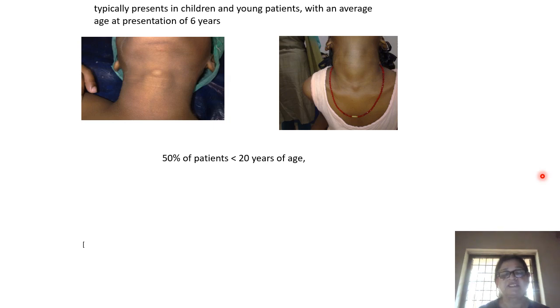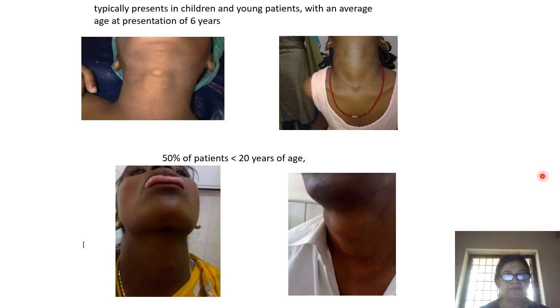50% of the time it is in patients less than 20 years. So 50% of the population will be below 20 years. For example, this is a girl of about 18 years, and this is a man of about 22 years. He has a swelling here. She has one tiny one here. Probably the photographs are not bright enough.